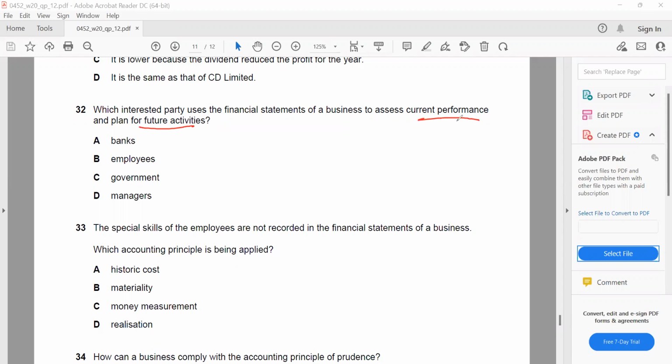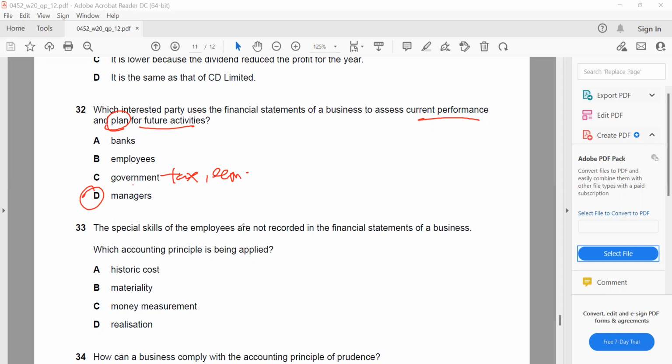So current performance, bank, basically they just want to ensure you can pay back the loan or the amount owing. Employee is only concerned about the salary and the bonus, so they don't start their business for the planning. This is more toward planning future activity. Government is more toward collecting the tax to analyze the economy. Whereas manager is the one that will take care and do the planning for the future activity. So the answer should be D.